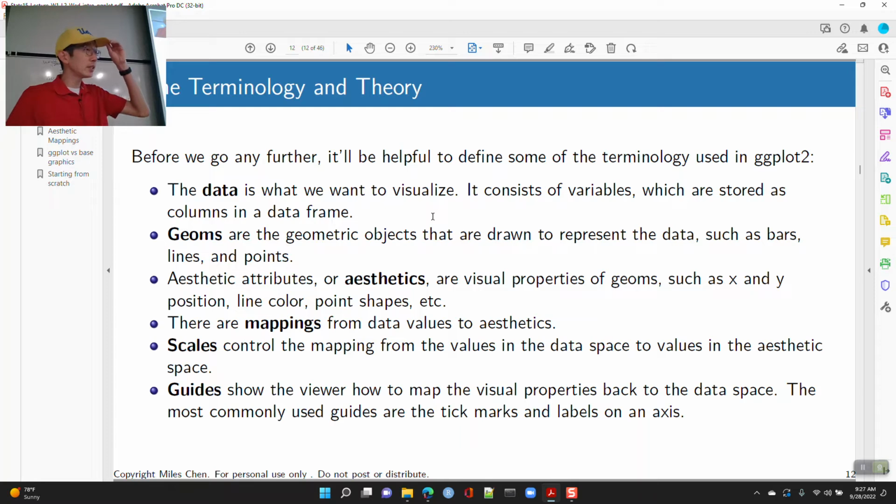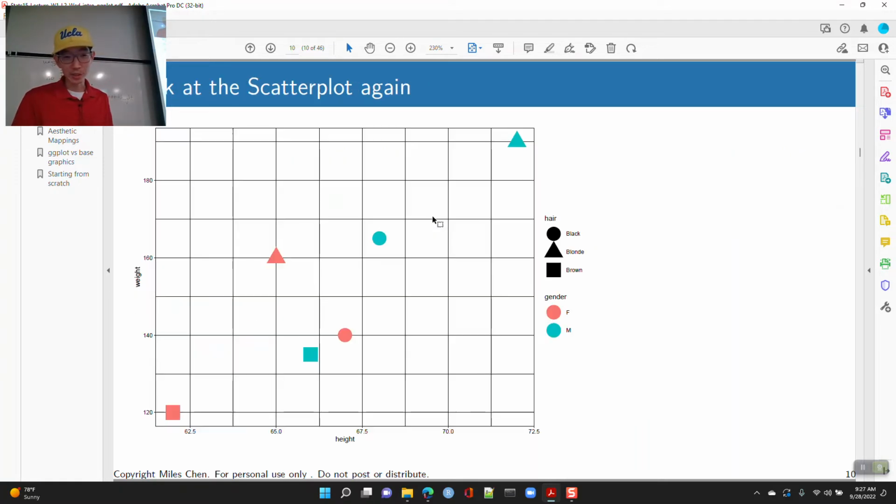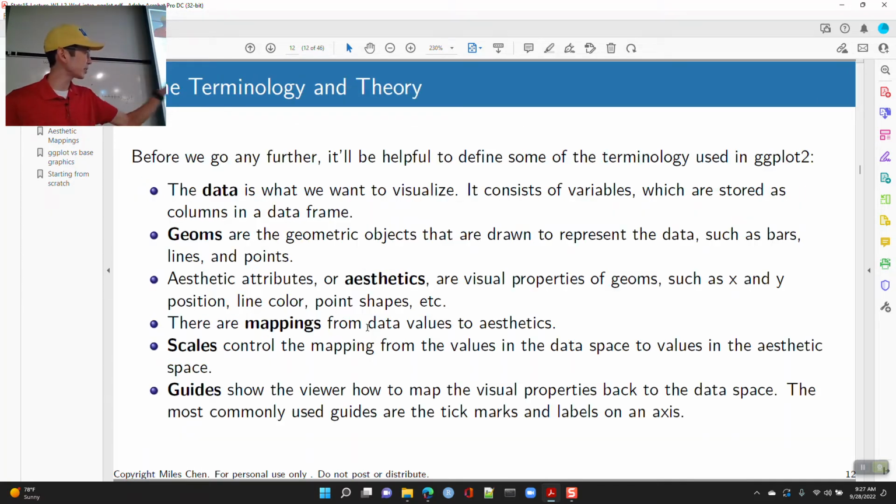So the data is basically what we want to visualize. We've got variables, and we store them as columns in our data frame, our table of data. The geoms are the geometric objects. Right now, the geometric objects are the points that we are drawing: the square, the triangle and the circle. These are the points that represent our pieces of data. If you have a bar chart, the bars are your geometric objects that represent your data.